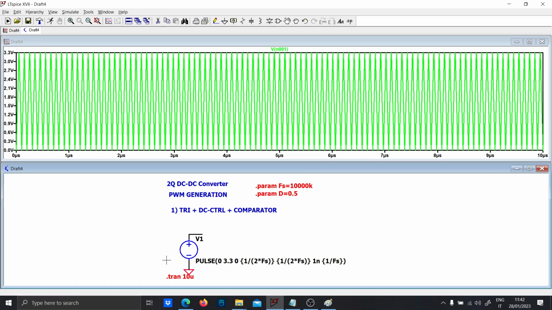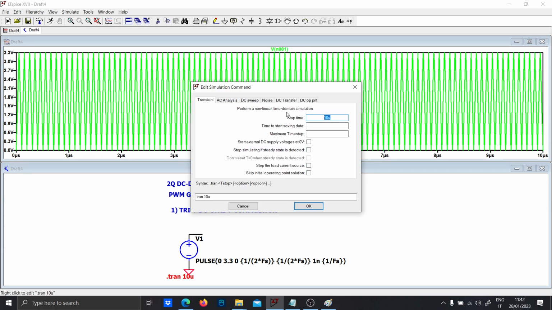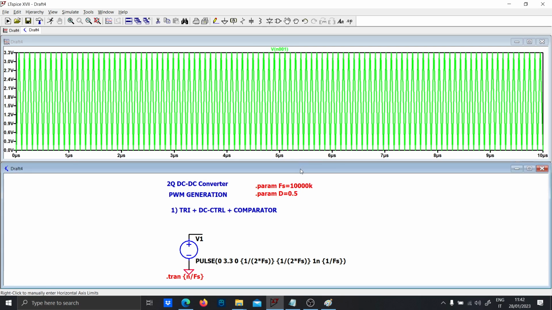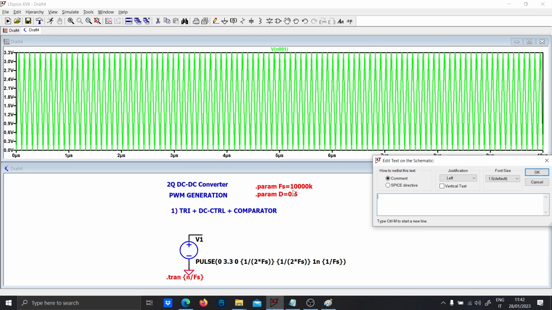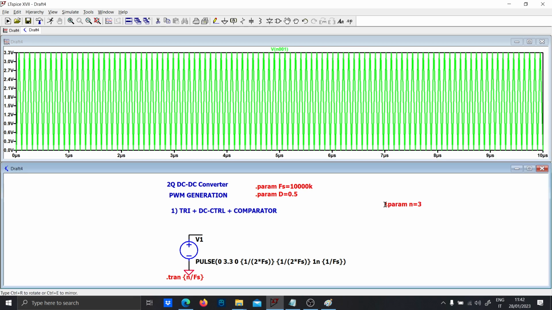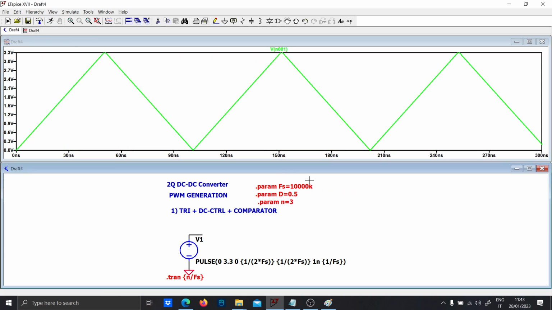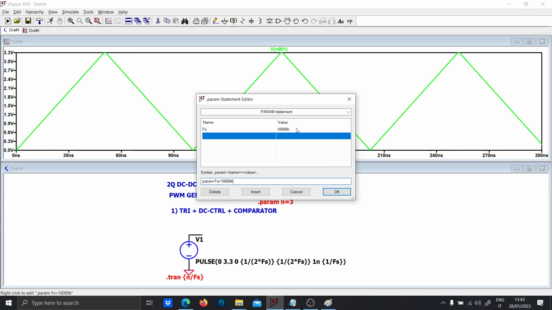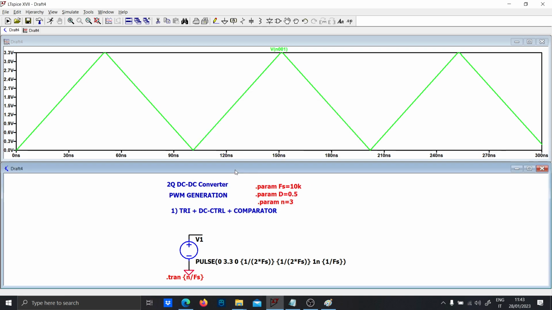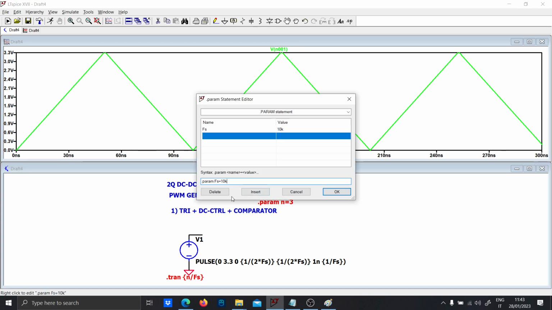zooming again each time, just write in the transient the number of periods that you want, n over fs. Let's say that we want to see 3 periods, the parameter n is equal to 3, and you just see 3 periods. And this is independent of the frequency that you're going to put. So let's just put 1 kHz. It doesn't make any difference for now.